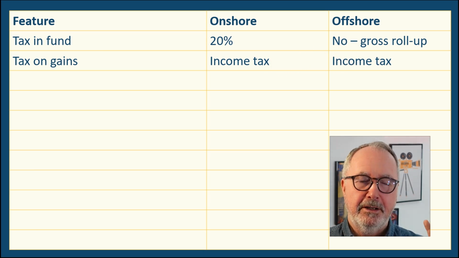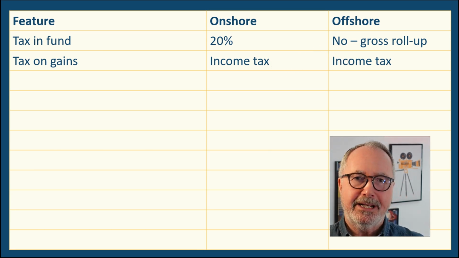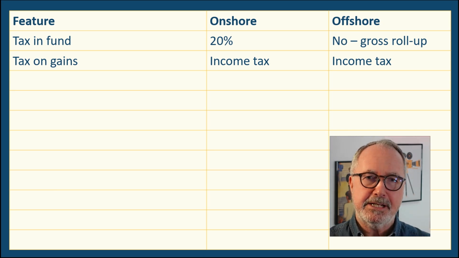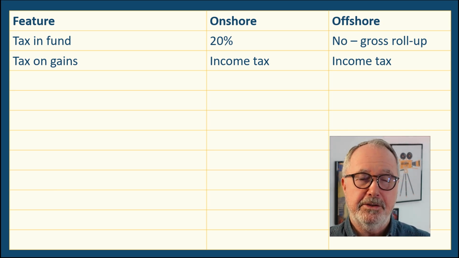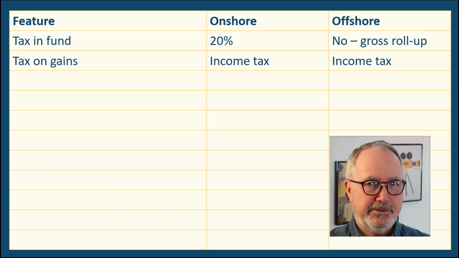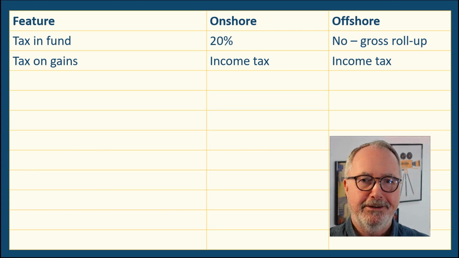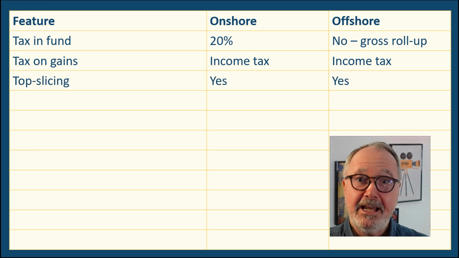When you do a chargeable event and you work out the chargeable gain, you have to work out the income tax according to your rate on the chargeable gain. And there's no difference in income tax for onshore or offshore. In fact, the offshore will have more income tax to pay, which is the key of them. Top slicing, yes, available on both.